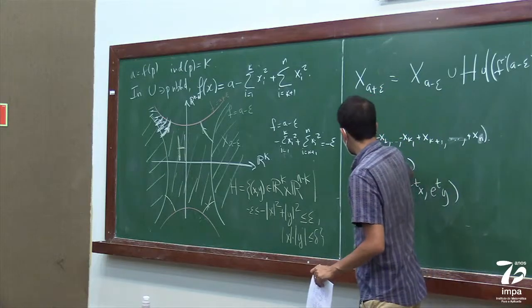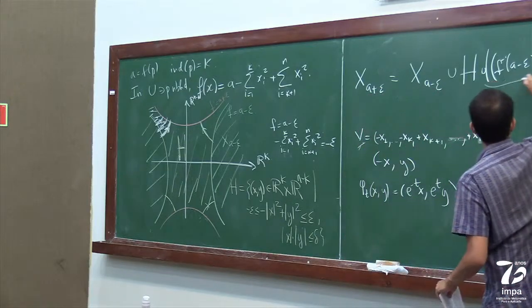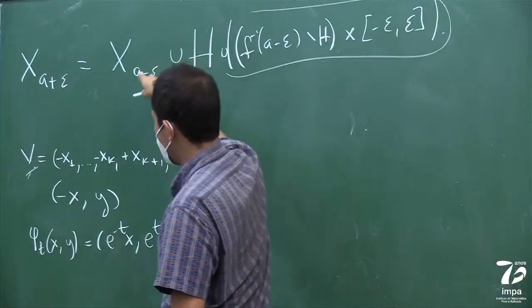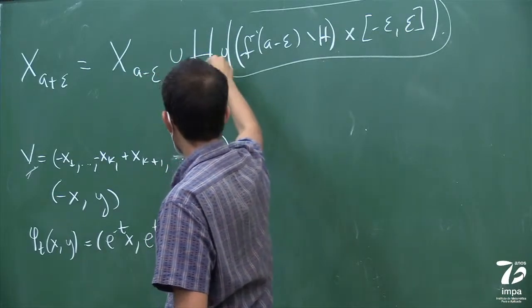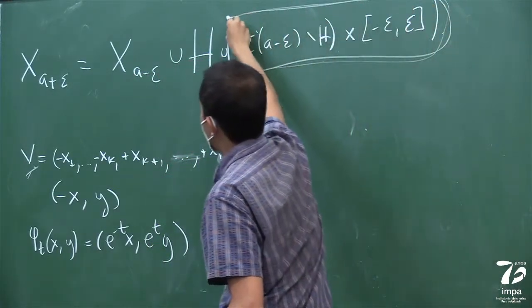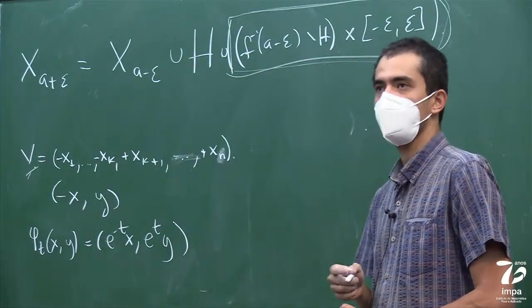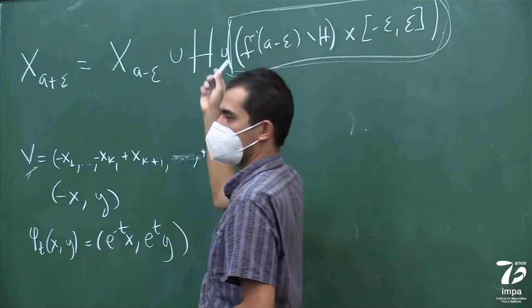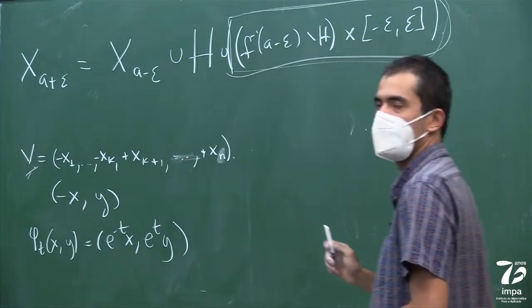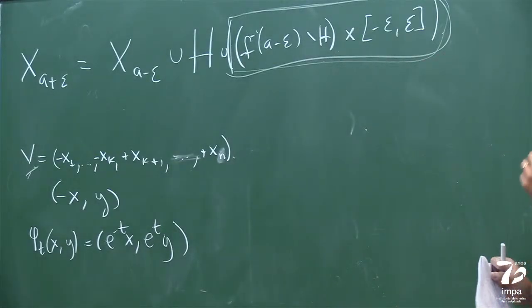So using the flow of V, we really see that what's not in X_{a-ε} or in H is exactly a product, like this. And these guys touch on the boundary. So this is not a disjoint union, but I think it's kind of clear where they touch. Okay? Are there any questions about this? This is kind of like analytic geometry on steroids.